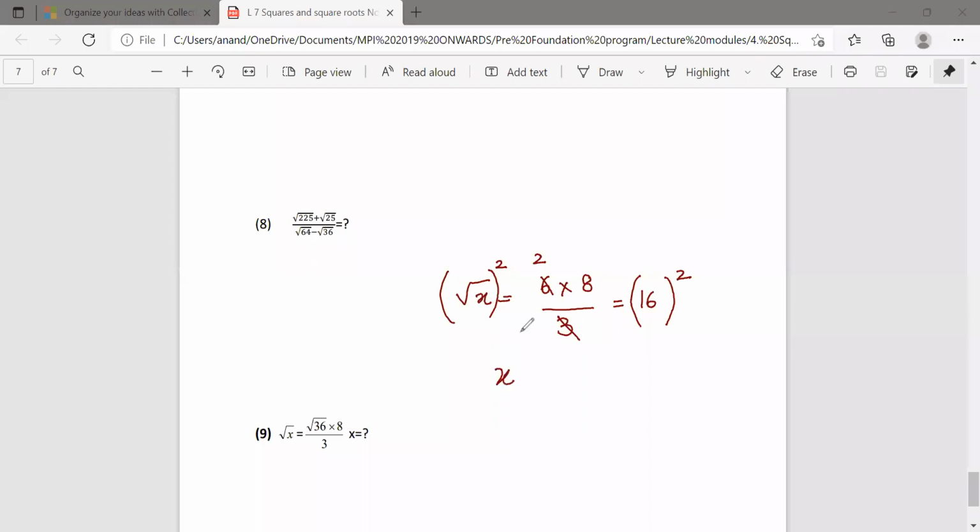Root of x square is x and 16 square is 256. So my value of x becomes 256. Okay. Those were our sums for today.